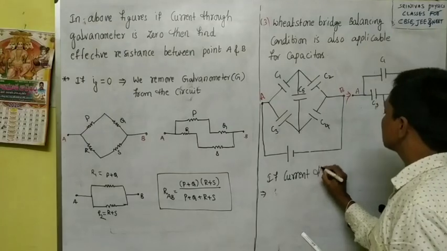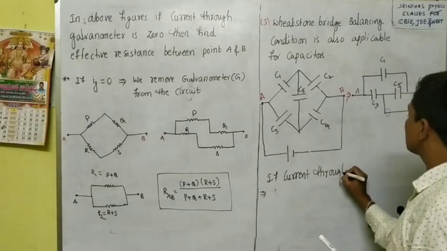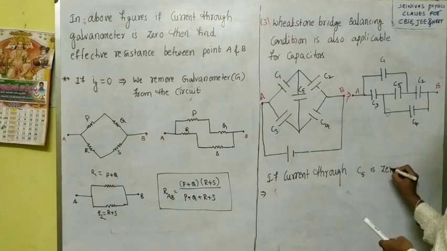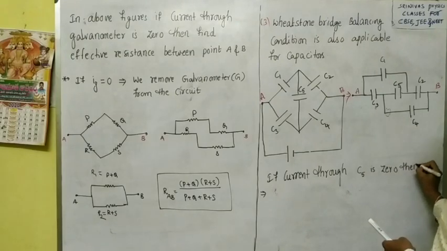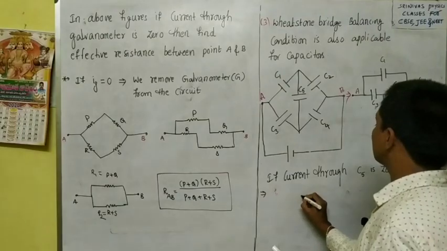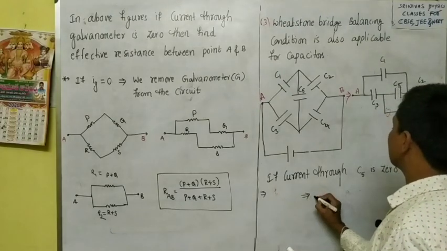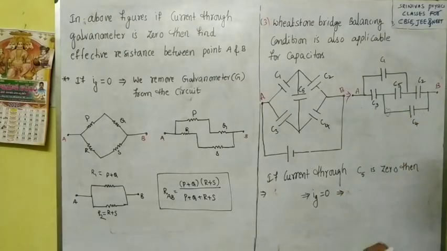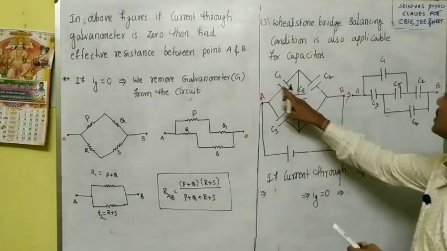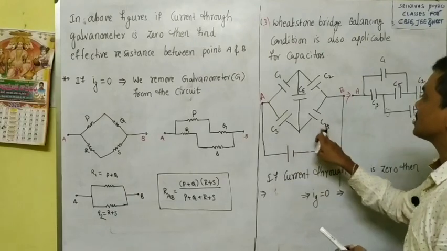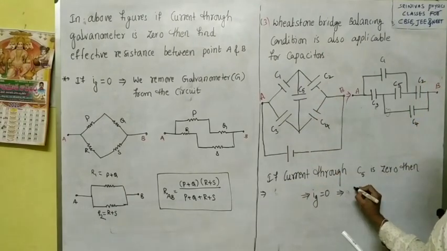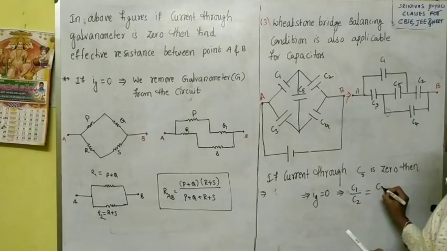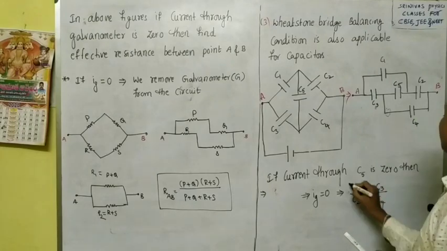if current through C5 is 0, then we write the balancing condition. That is, if current through C5 is 0, as we write galvanometer Ig is 0, then we write the ratio of resistances P by Q equal to R by S. But instead of P by Q we write the capacitances: C1 by C2 is equal to C3 by C4.